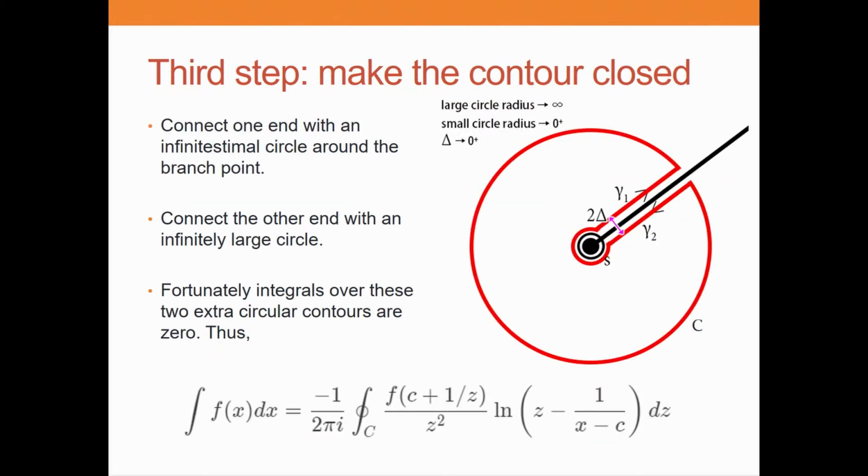For the third step, we want to make the contour closed, because residue theorem is only applicable to closed contours. On one end, we will attach an infinitesimally small circle, and on the other end, we will attach an infinitely large circle. And fortunately, the integrals over these two extra pieces of contour tend to 0. And finally, we can obtain a relation between an indefinite integral and a contour integral.